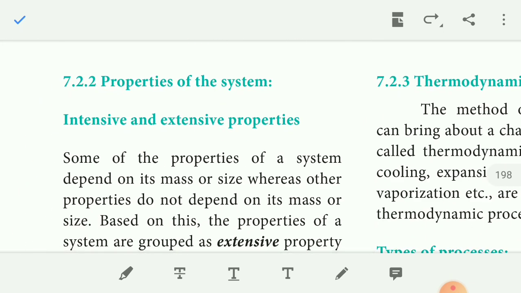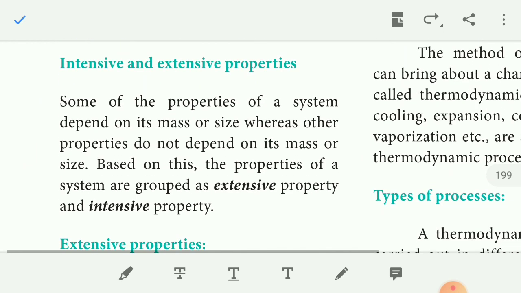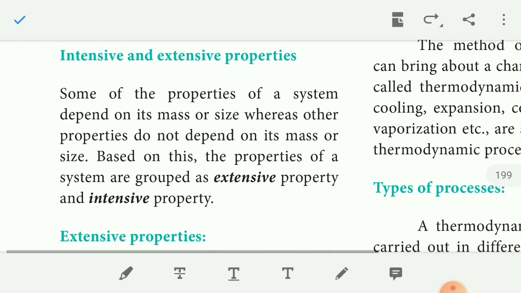The properties of a system can be classified into two: intensive and extensive properties. Some properties of a system depend on mass or size, whereas other properties do not depend on mass or size. Based on this, properties are grouped as extensive properties and intensive properties.